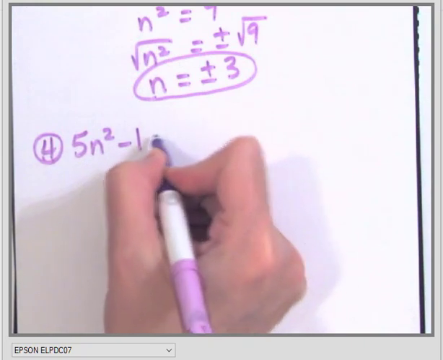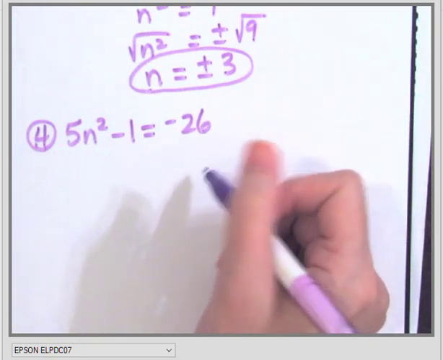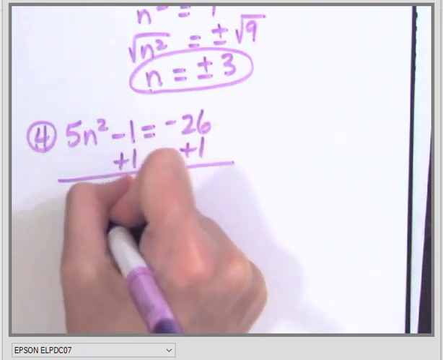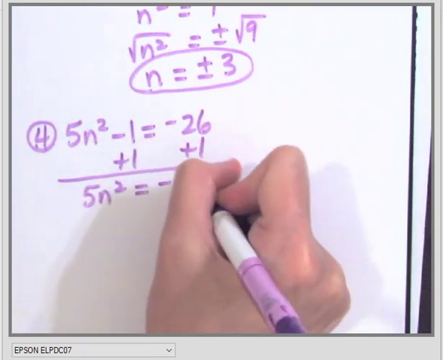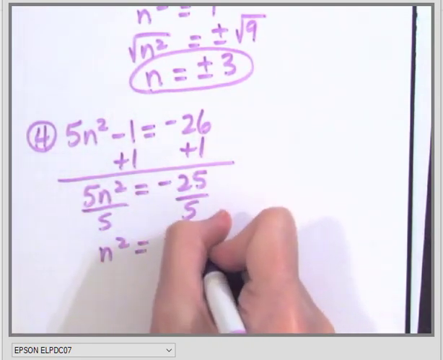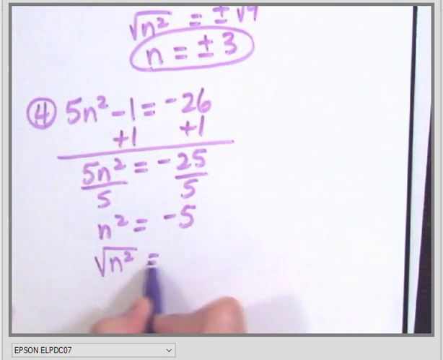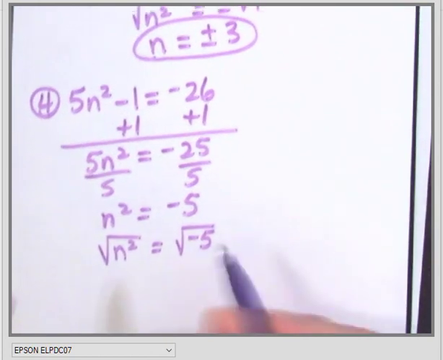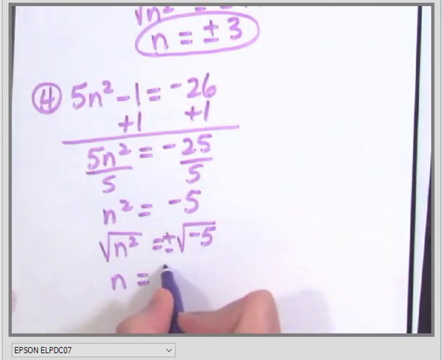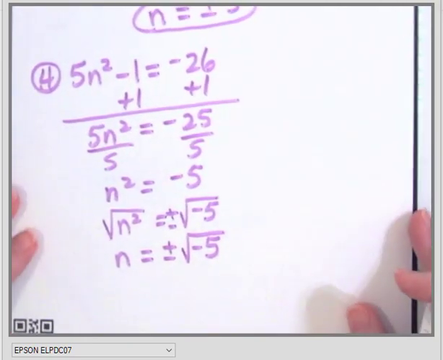There are some odd situations that can happen, like this next one. It looks normal to begin with, but then we add 1 to both sides, and we get negative 25. Here we'll divide by 5, and then we'll take the square root of both sides. The square root of n squared is n, and then the square root of negative 5. Now that looks a little strange to us because of the negative.